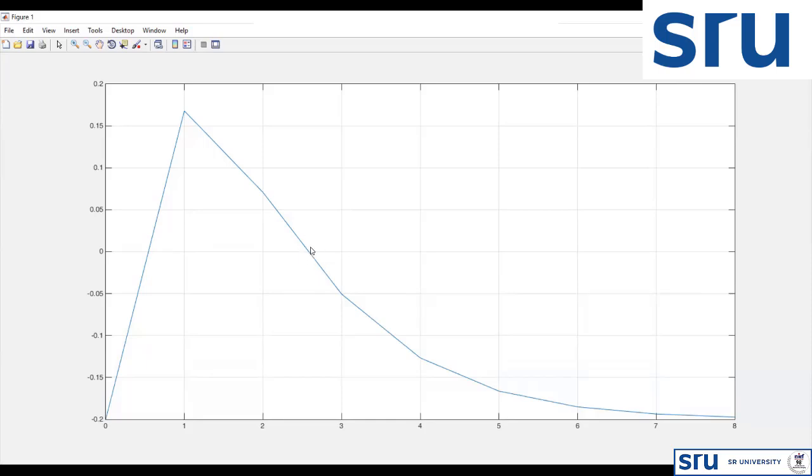Is there any doubt here till now? This is important. If any doubt is there, you can ask me the question here. No doubt. So again I will share that MATLAB window.